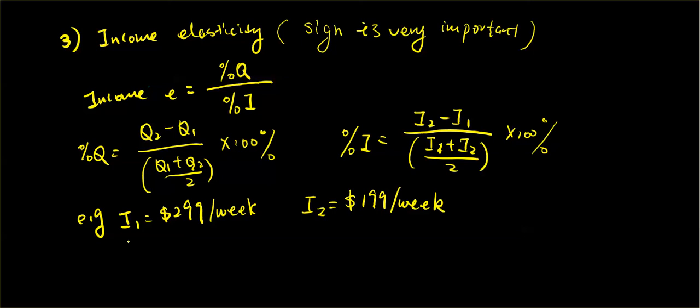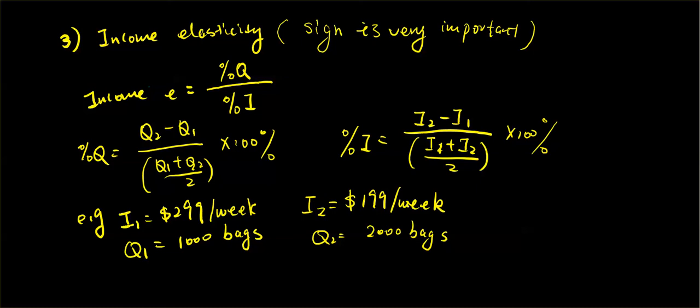And now the demand. When your income decreased from $299 per week to $199 per week, your demand for ramen noodles increased from 1,000 bags to 2,000 bags a week.